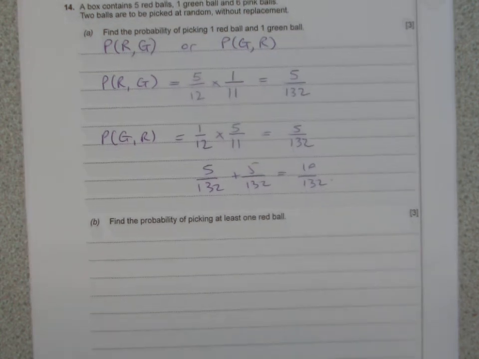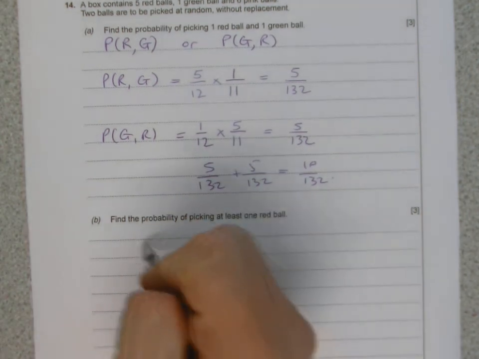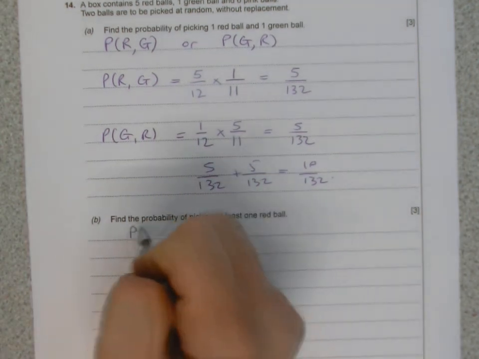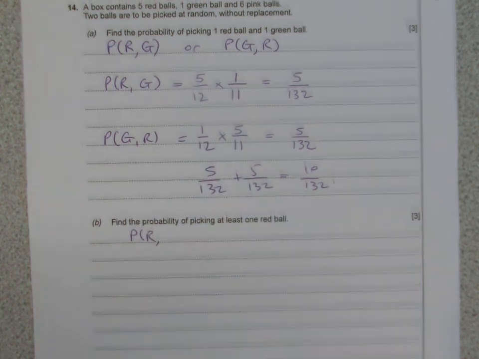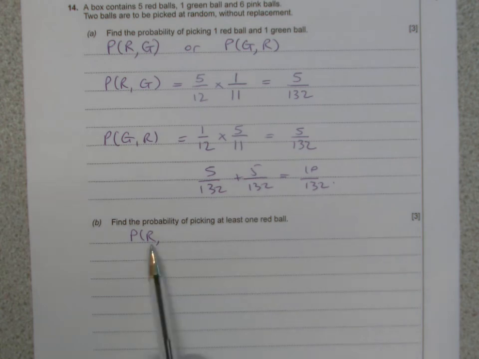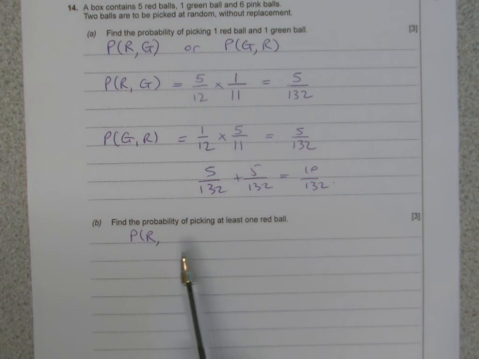Find the probability then, part B, of picking at least 1 red ball. Now to get at least 1 red ball, okay, the first one could be red, yeah? And then the second one could be anything, couldn't it? It could be green or it could be pink. It wouldn't matter. But when it comes to probability, you have to consider all the possible outcomes. So it could be red first, could be green, or it could be red first, could be pink. Okay? Now, it gets even more complicated because the first ball doesn't have to be red. The first ball could be green and the second ball red. Or the first one could be pink, second one red.